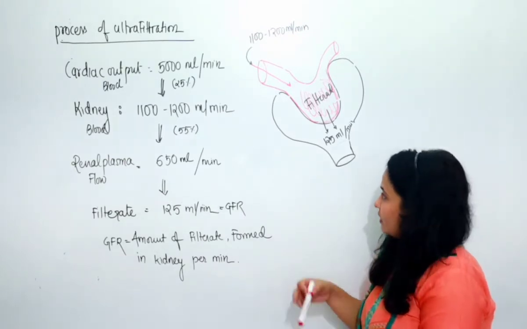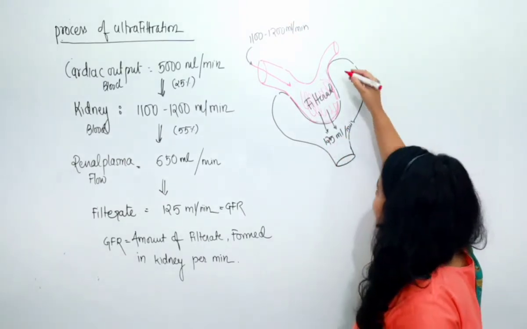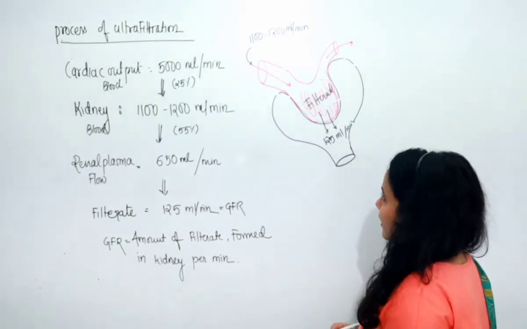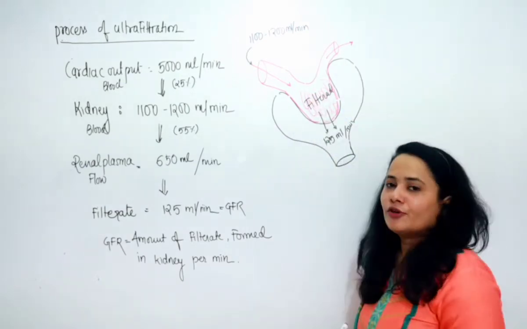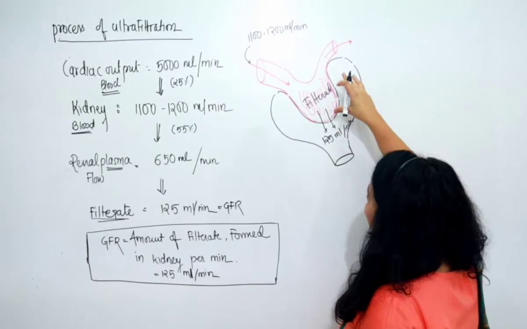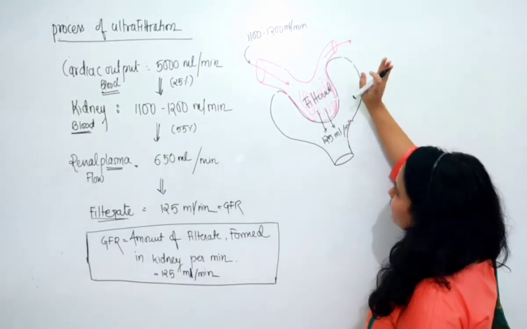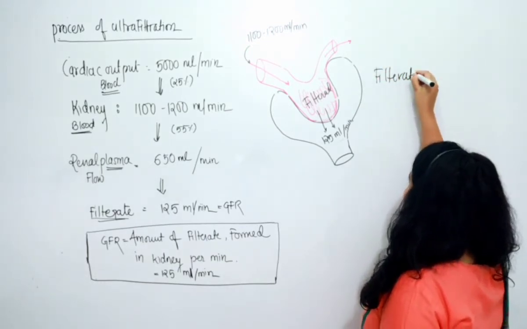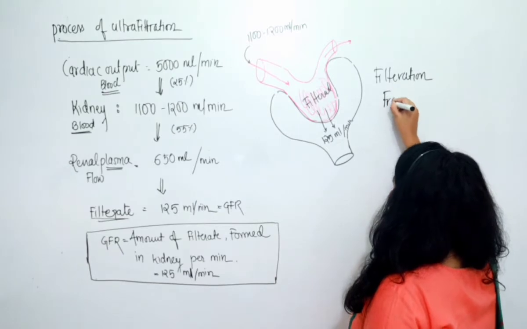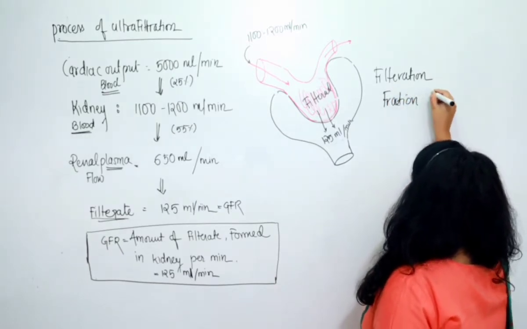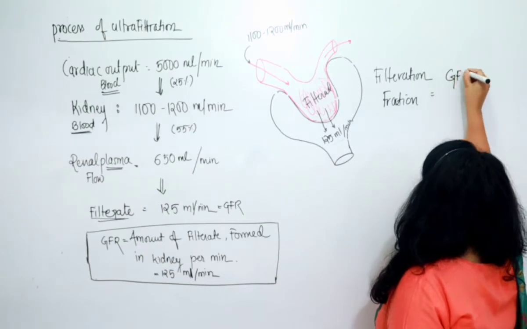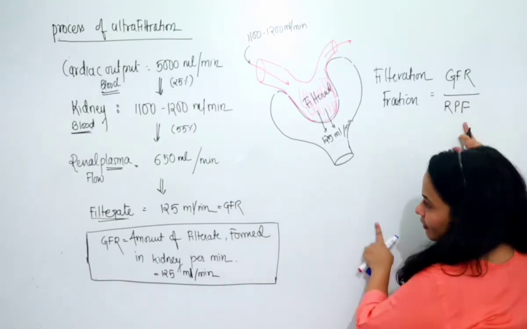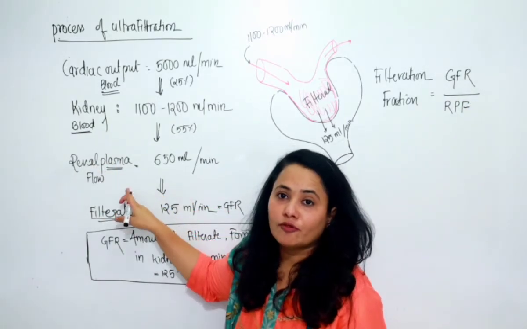Then later, once the filtration is done, you can say that the blood leaves from the efferent renal arteriole. So blood is leaving from the efferent renal arteriole. And so we have seen that the blood comes out from here, that is filtered. Now let us understand the concept of filtration fraction. Filtration fraction is the ratio of GFR upon RPF. Now what is RPF? RPF is this, renal plasma flow.